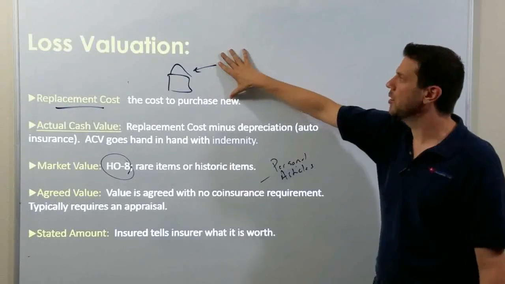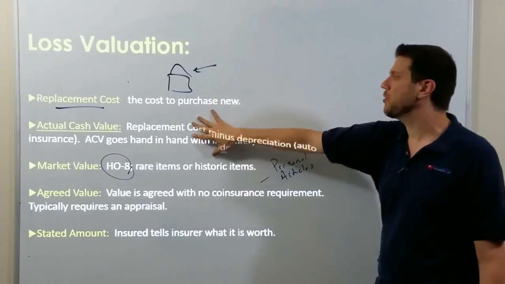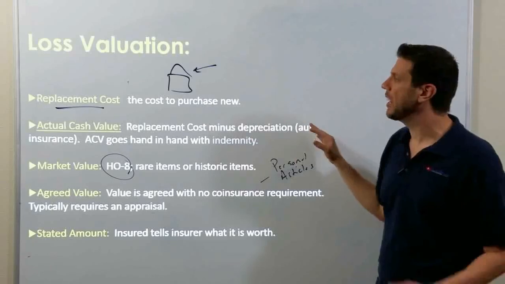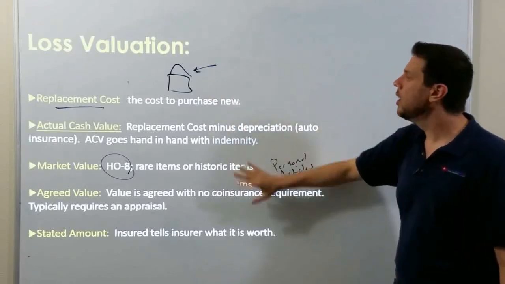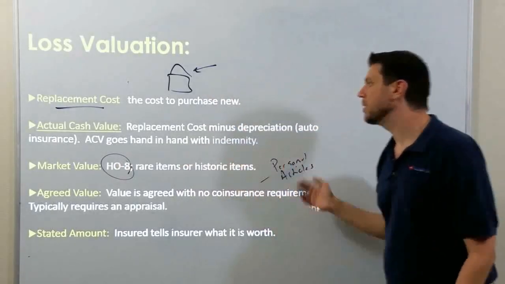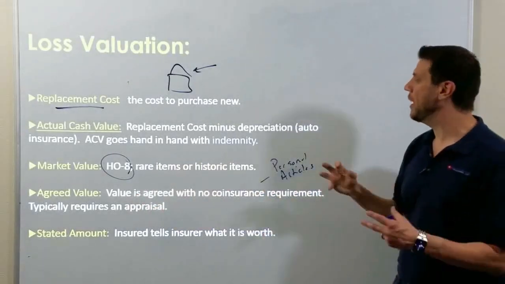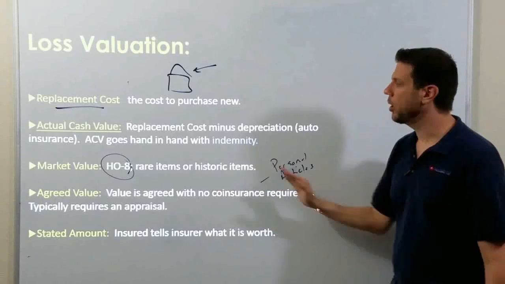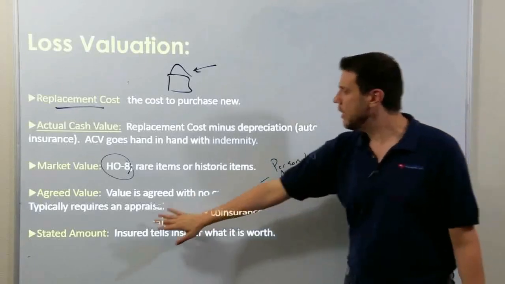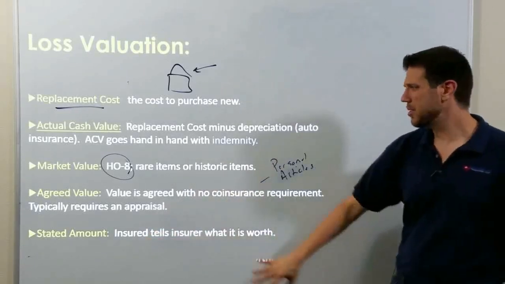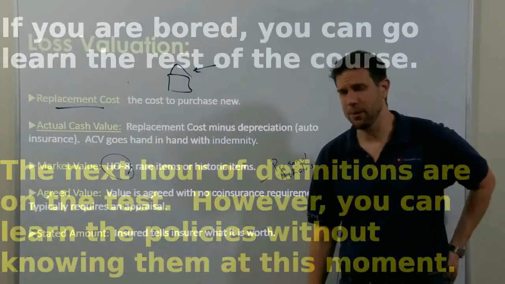Replacement cost is typical. That's on the structures of property. Actual cash value is auto insurance, and that's going to be the contents inside the house. Market value is for historic homes, and that'll be at HO8. Agreed value has the appraisal, and you paid extra, so you don't have to meet a deductible or co-insurance for this. And stated amount is very rarely used, not very important on the test, that one.